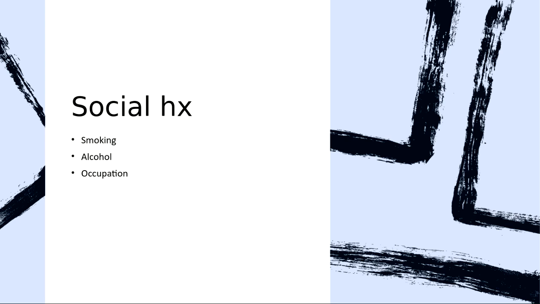So if you have a smoker who's hypertensive and diabetic presenting with sudden visual loss, then you're going to think it's something vascular, a retinal vein occlusion, retinal arterial occlusion.